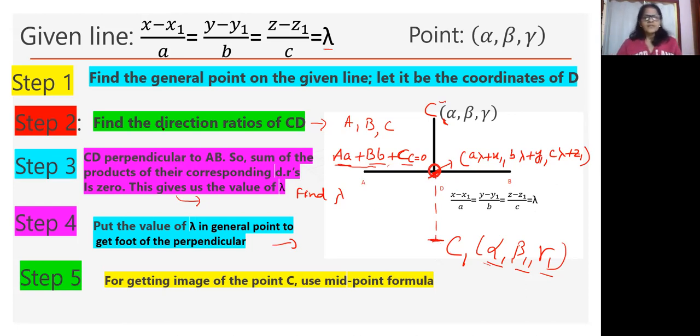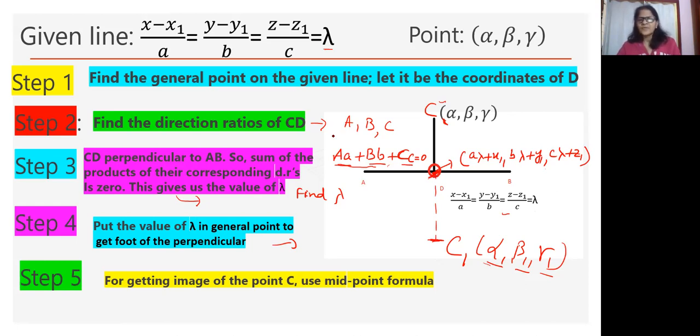Step 1: the line is given like this, so let it be lambda as we have already taken it. Find the general point on the given line. The general point goes like this: x equal to a lambda plus x1, y equal to b lambda plus y1, z equal to c lambda plus z1. This is the general point, and for a particular value of lambda, let it be the foot of the perpendicular. This is step number 1.